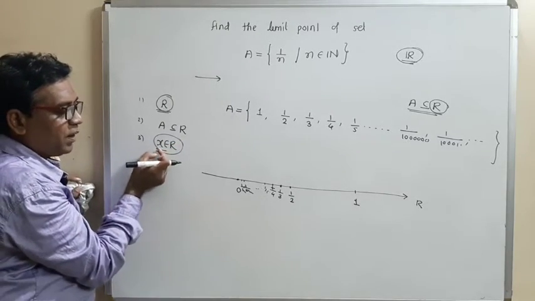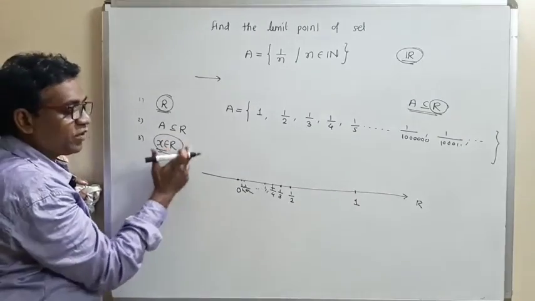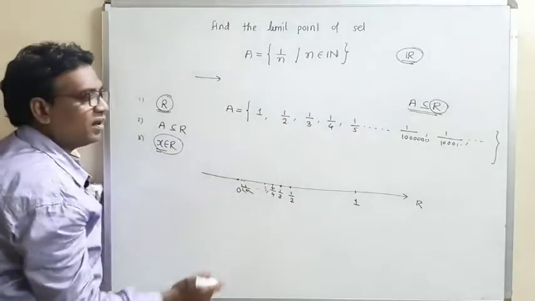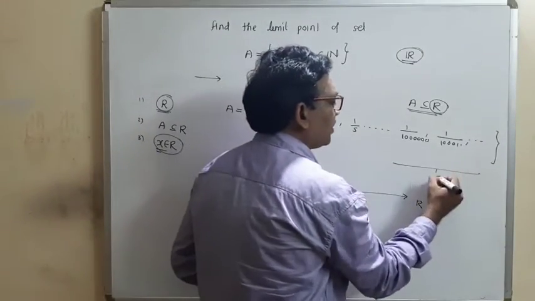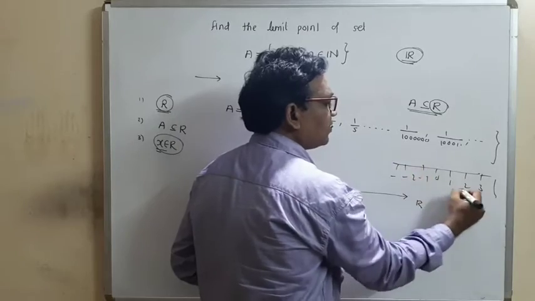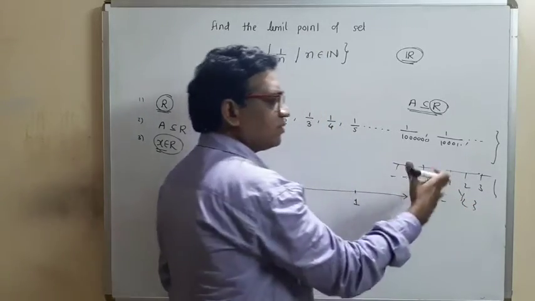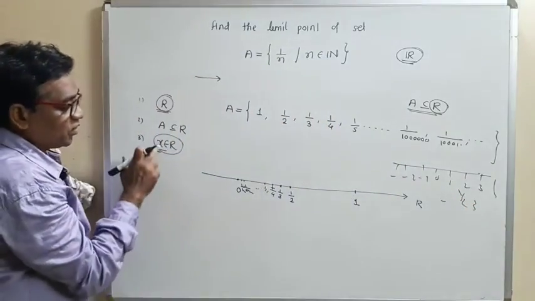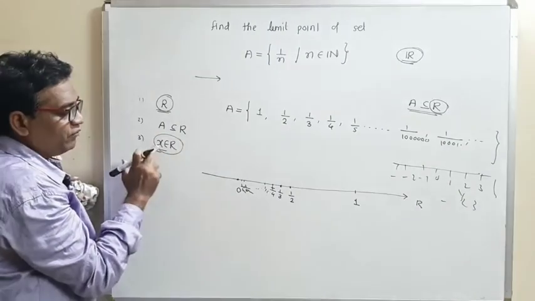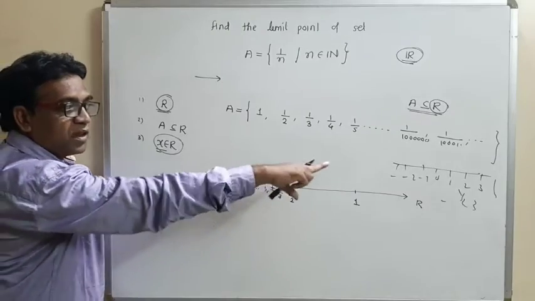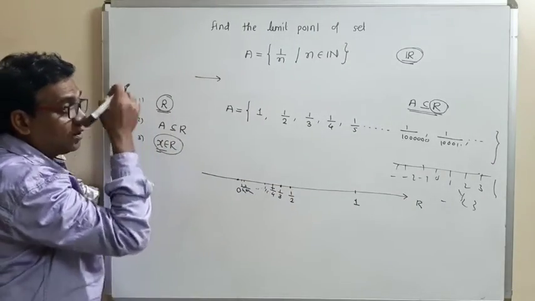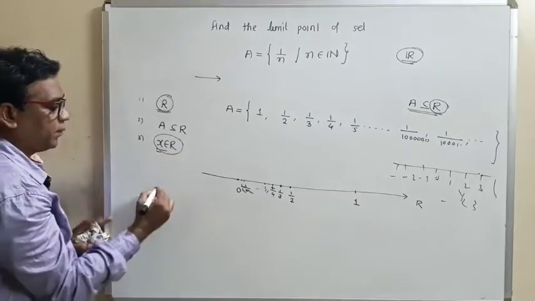We have to take the limit point from the set of real numbers. Real numbers mean we can take any number: 0, 1, 2, 3, 4, minus 1, minus 2, minus 3, 1 half, minus 3 by 2. These are real numbers. So this is called the limit point. We have to take the limit point from the real line. Now what is meant by the limit point? What is the definition of limit point?